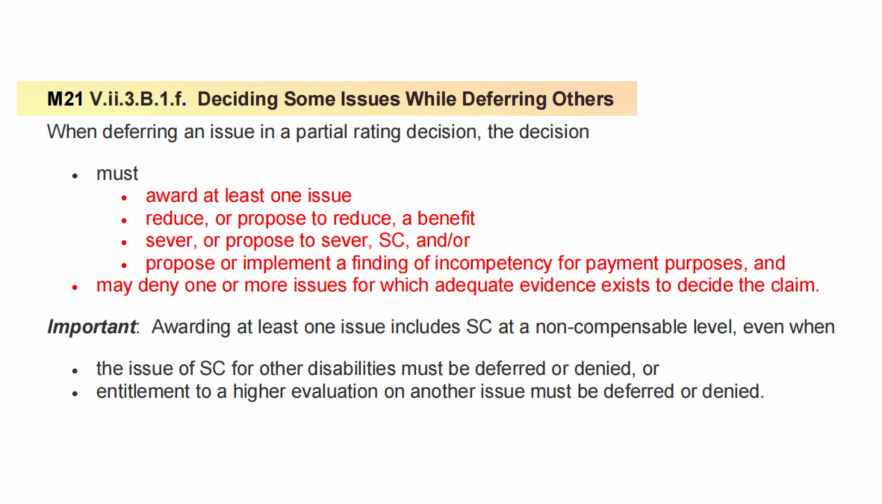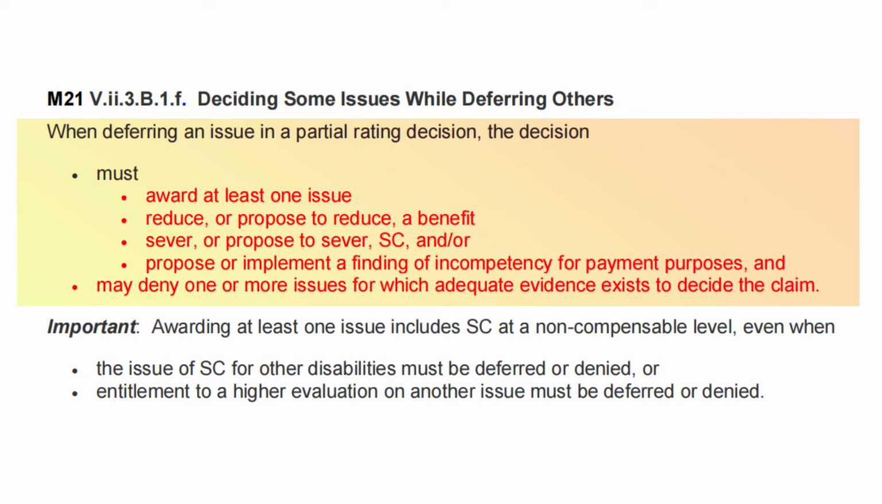This is similar to the example that I just gave you. When deferring an issue in a partial rating decision, the decision must award at least one issue. So if there's 20 different claim conditions, the adjudicator can grant one and then defer the rest if they want to. Reduce or propose to reduce a benefit.